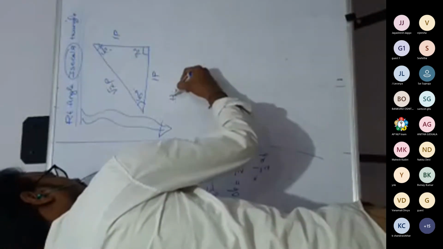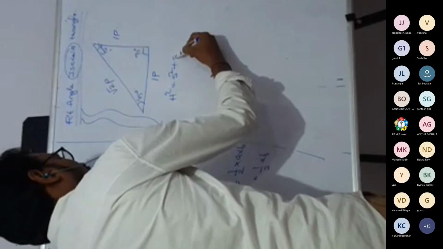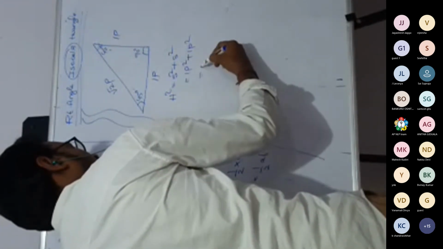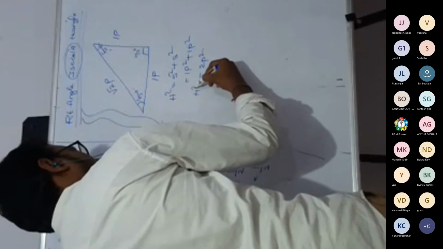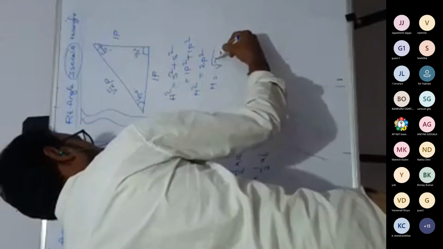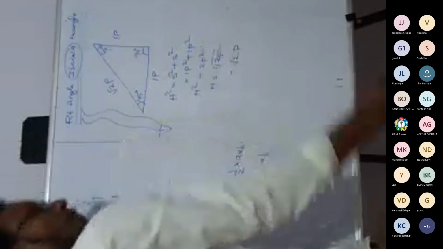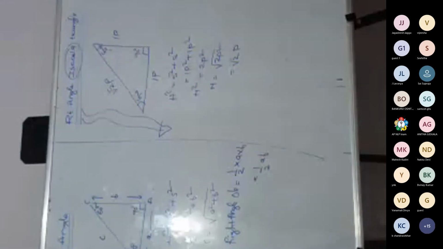Hypotenuse square is equal to side square plus side square. This is 1p square plus 1p square, so we get 2p square. This is the hypotenuse square, and the hypotenuse is equal to the square root of 2p square. Square and root get cancelled, so it is root 2p. So you are getting root 2p here. Right?